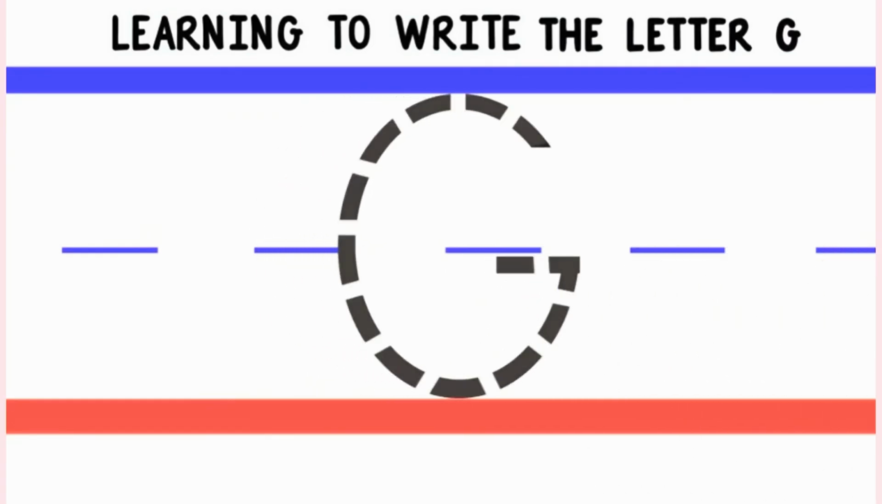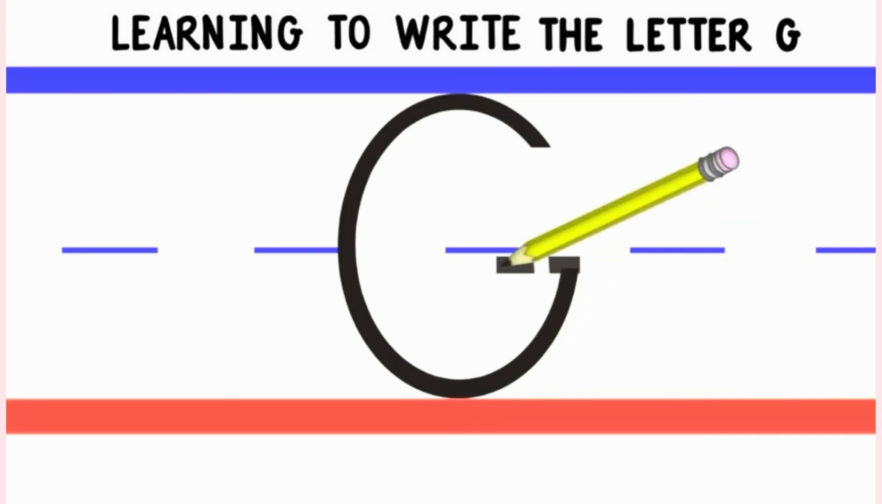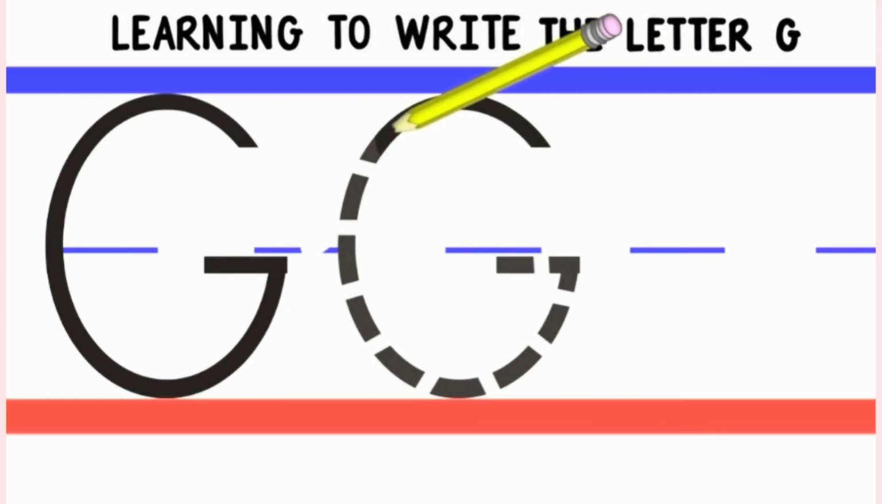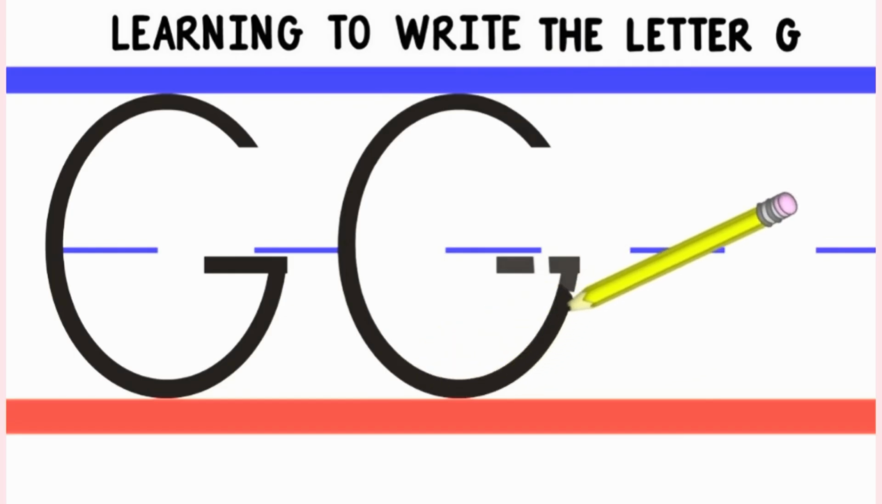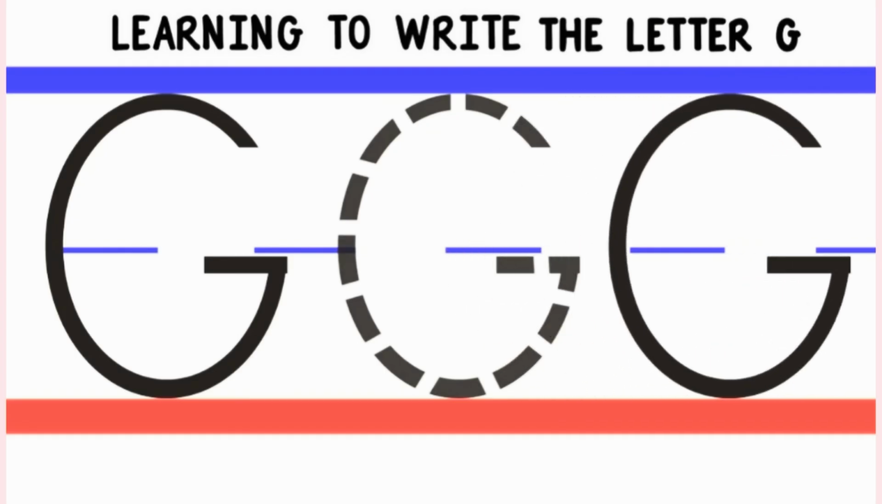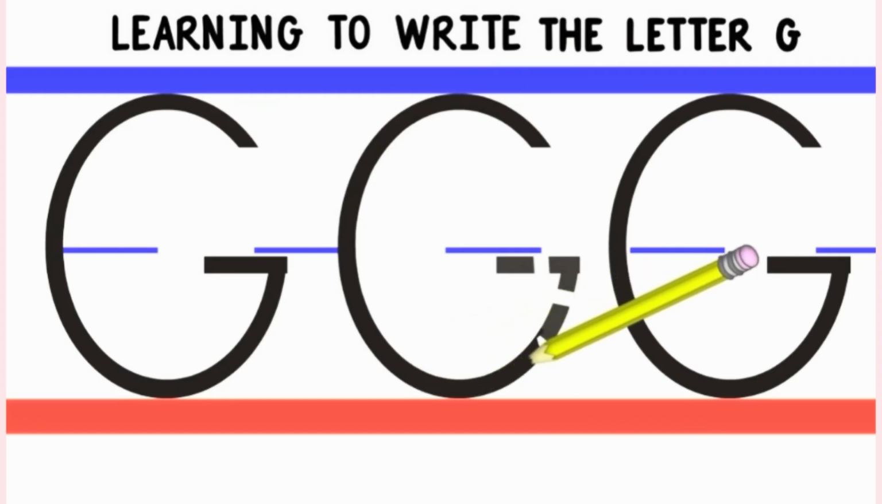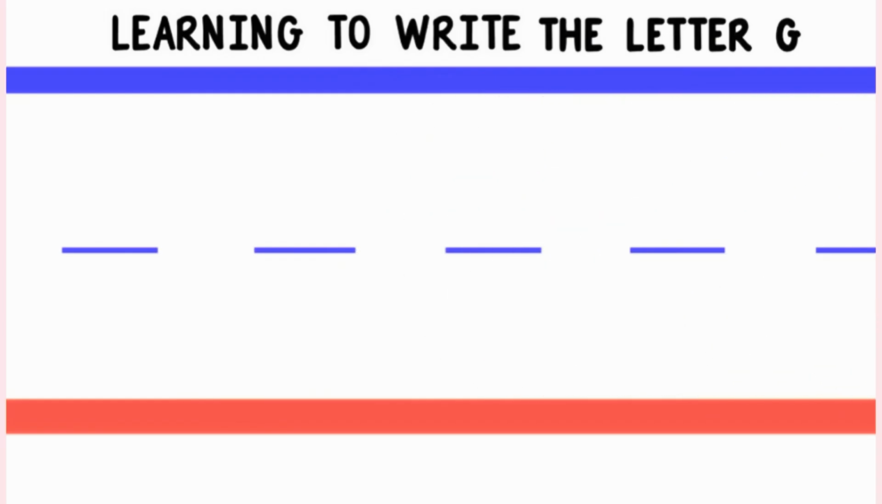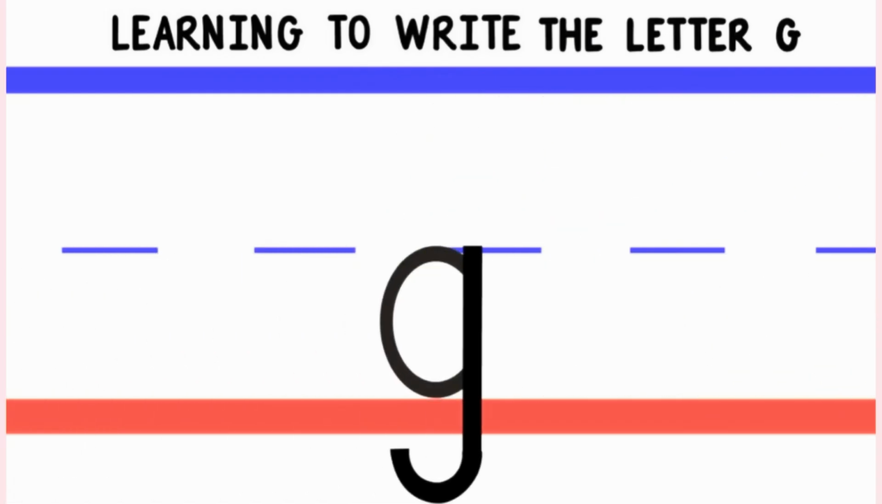To write the uppercase G, we start at the top corner. Then we write a curved line all around. Then in the middle, we draw a straight line to connect. Let's try it again. A curved line all around, then a straight line in the middle to connect. Now you try it alone. Curved line all around, then a straight line in the middle to connect. Great job! We move on to the lowercase g.